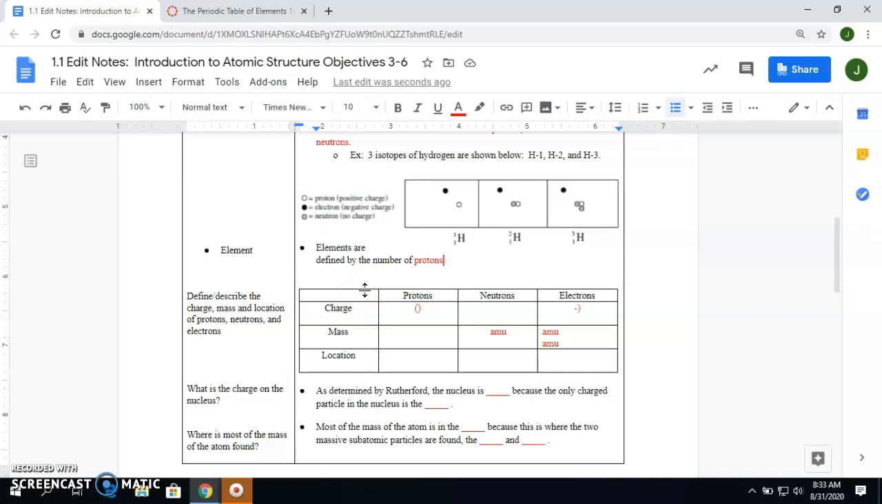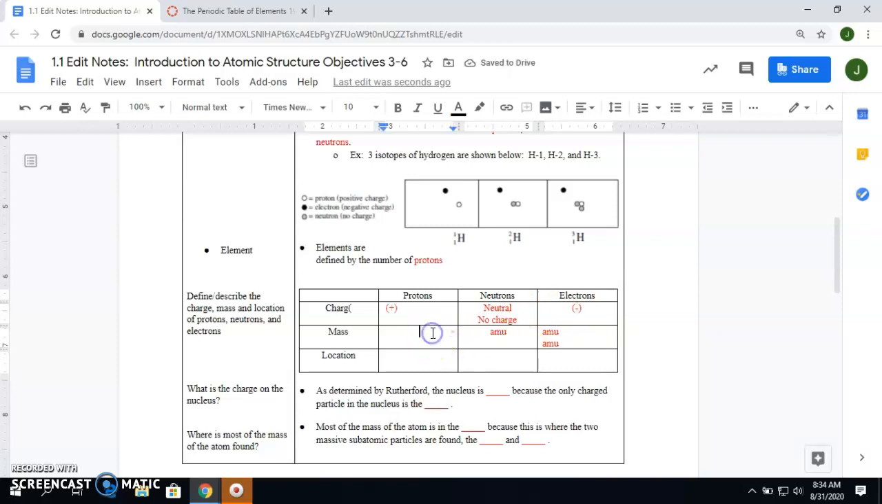Okay, now we're going to take a look at the mass, charge, and location of protons, neutrons, and electrons. In terms of charge, you guys all know that the protons have the positive charge. Protons have the positive charge. Neutrons are neutral, or you can say that they have no charge. And the electrons are negatively charged.